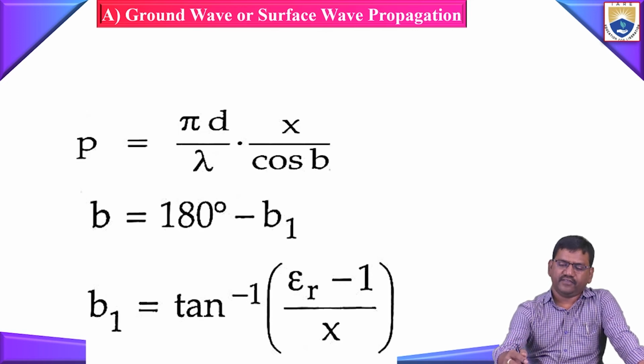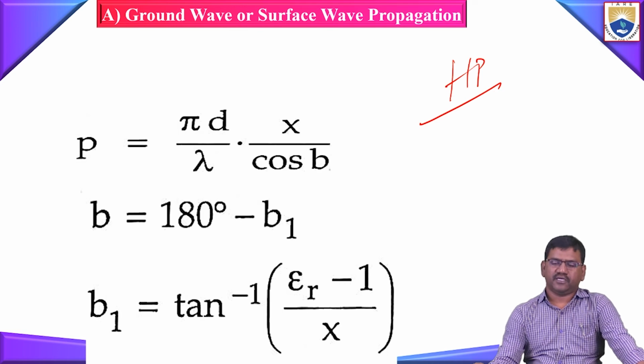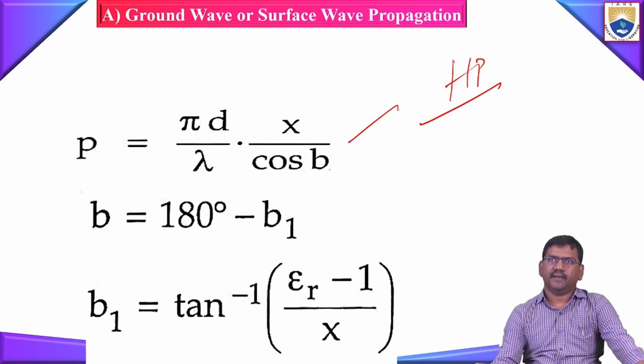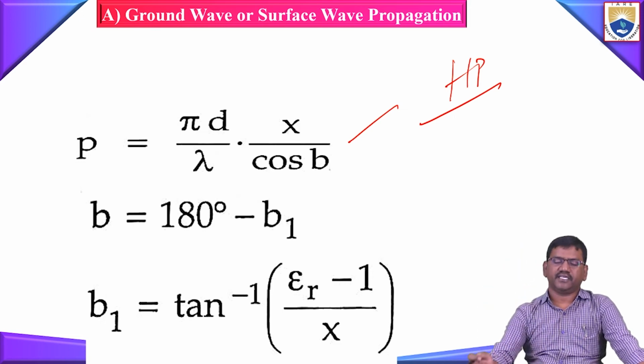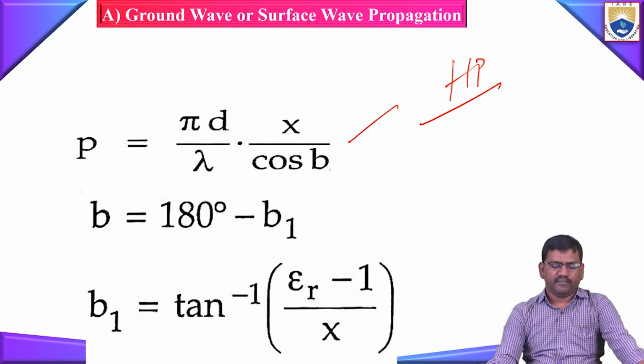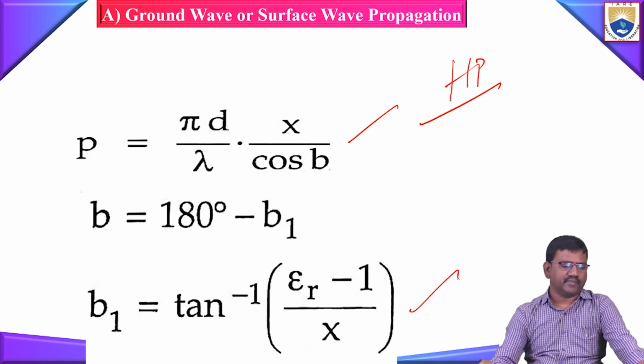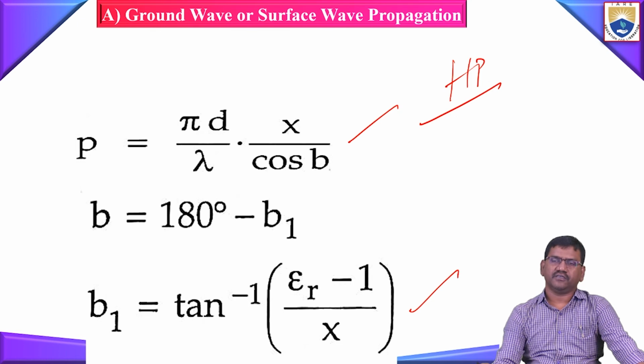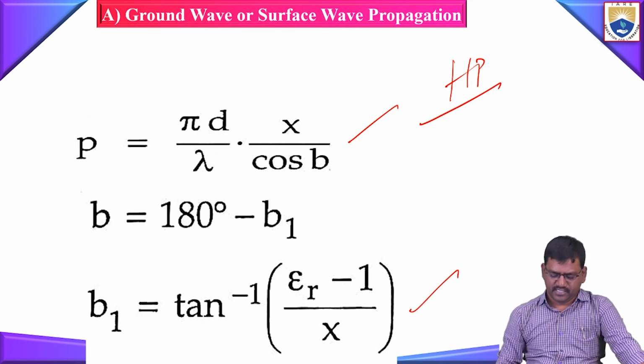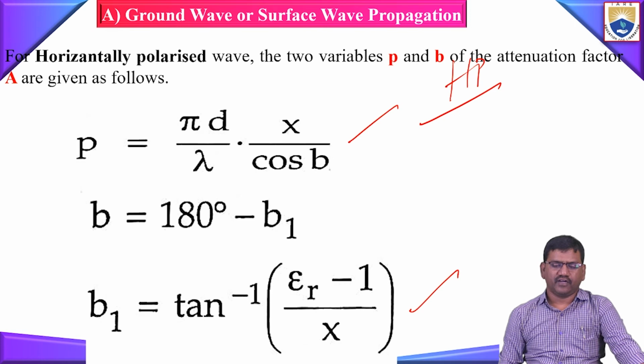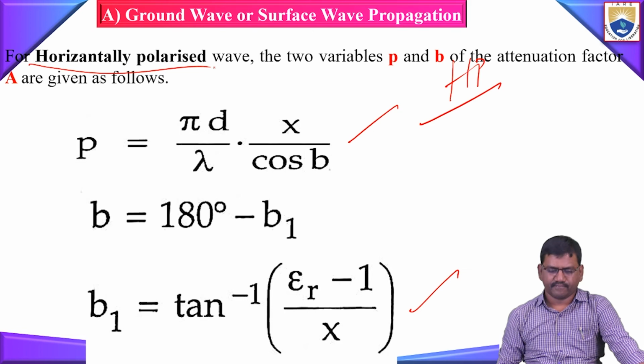If the transmitting antenna is horizontally polarized, then the value of p is given by pi d x by lambda into cos b, where b is an auxiliary variable given by 180 degrees minus b1, and b1 is equal to tan inverse of epsilon r minus 1 by x. So these are the formulas for p and b when the wave is horizontally polarized.